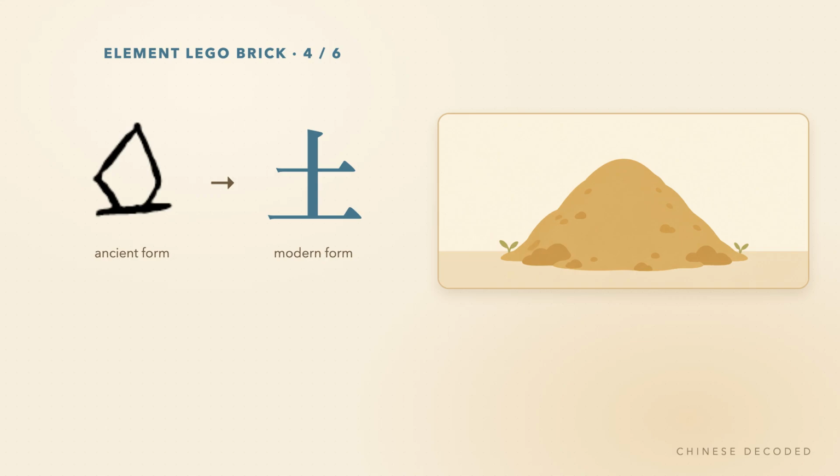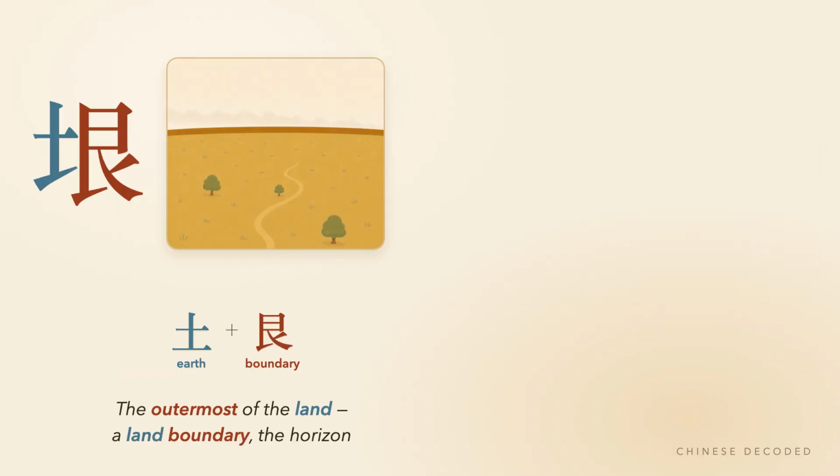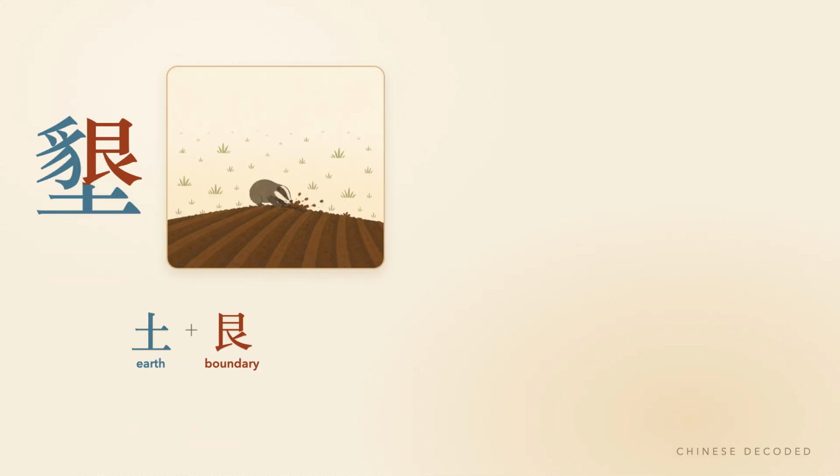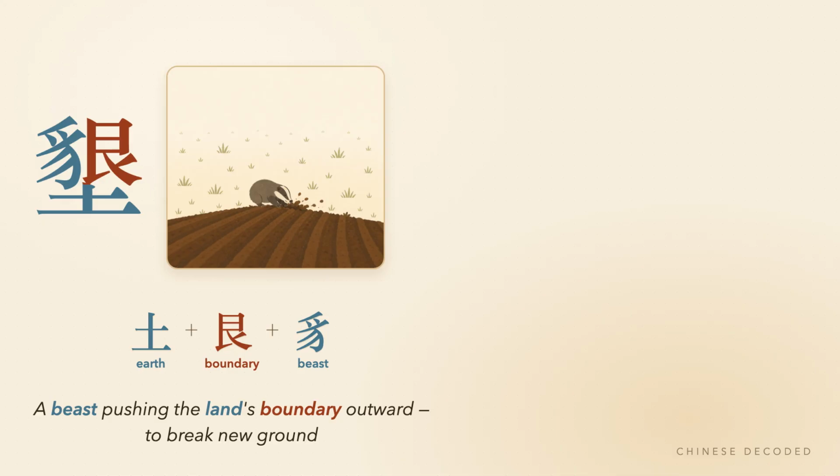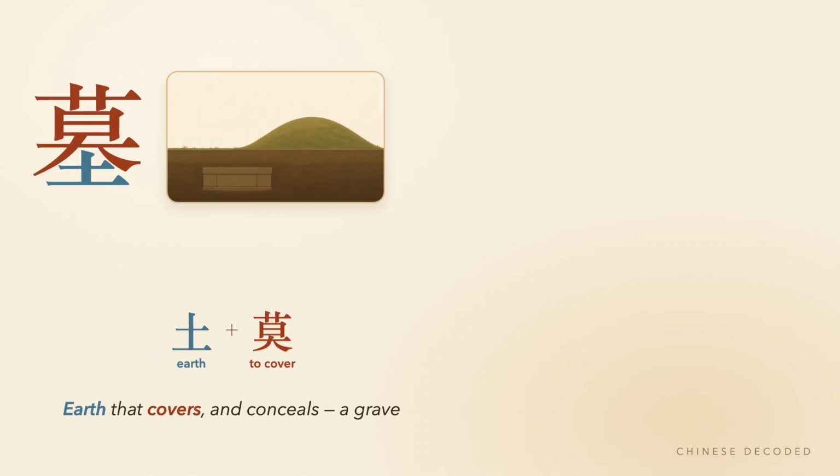A mound of soil raised on the ground. As a Lego brick, it stands for earth or soil. Earth plus boundary, the outermost of the land, a land boundary, the horizon. Now add a beast to earth and boundary, a beast acting on the land boundary, pushing it outward to break new ground. Earth plus the concept to cover, earth that covers and conceals, a grave.